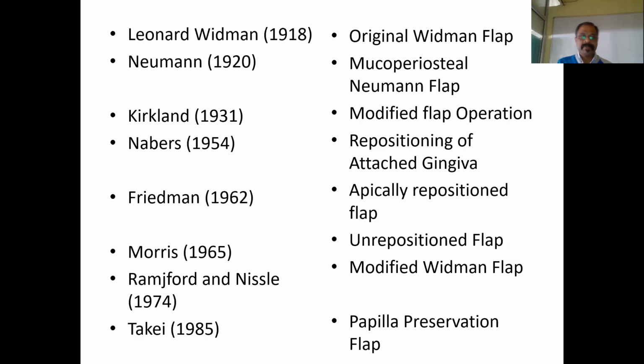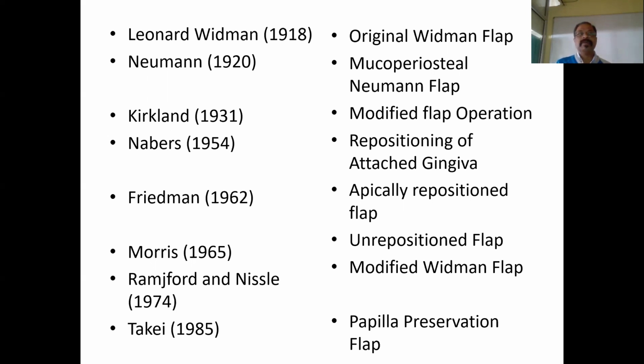It is not that prior to 1918 there was no evolution of flaps. There were many, but the first recorded literature starts from Leonard Widman, who devised this surgical technique called the original Widman flap. In 1920, Newman proposed another flap surgery, called the mucoperiosteal Newman flap. A modified flap operation was proposed by Kirkland in the year 1931.